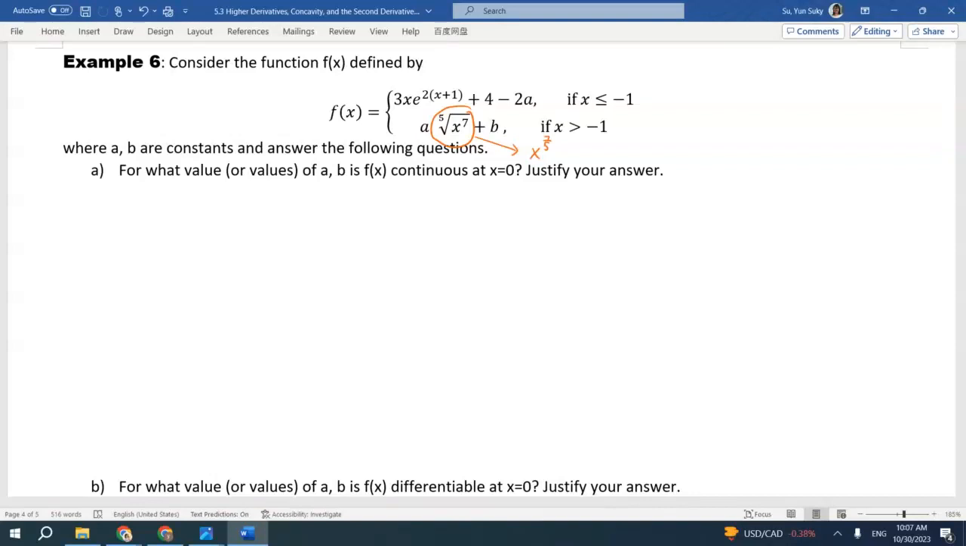Okay, let's see. They meet at -1, right? So we compute the limit as x goes to -1 from the right of f of x. And we compute the limit as x goes to -1 from the left of f of x. Again, remember, please write down your limits every step. Otherwise, you lose 1 point.